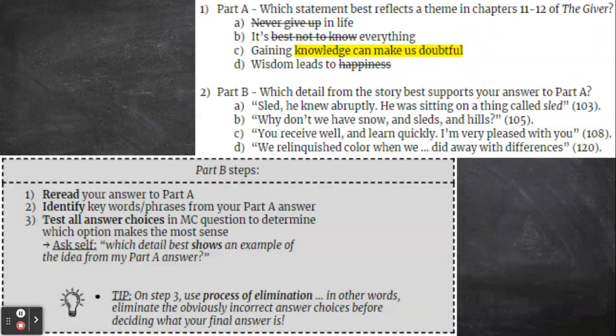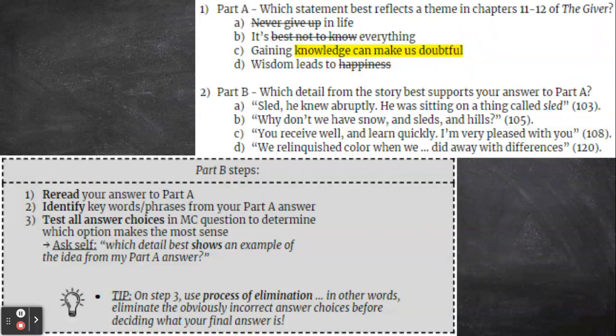The ideas from part A were knowledgeable and doubtful. So I would look for those ideas when thinking about this part B question. Which answer choice shows knowledgeable and doubtful? Well, they all look good, to be honest, but there's only one option that shows doubtful. Do you see which one it is?